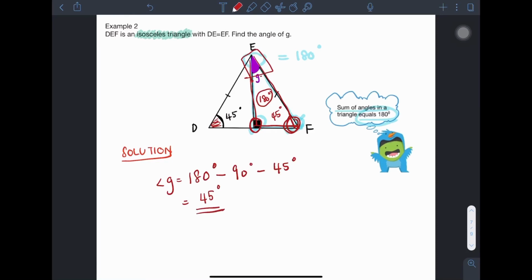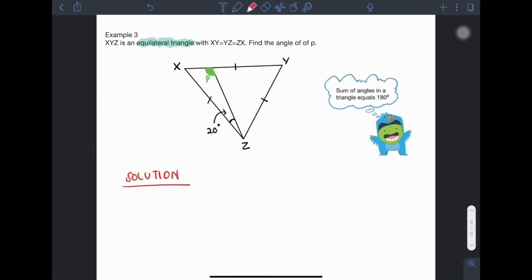Okay, I hope you understand this one. For this question, you only look at this triangle. You can ignore the triangle on this side and just look at this triangle to get G. Okay, all right. Example 3.